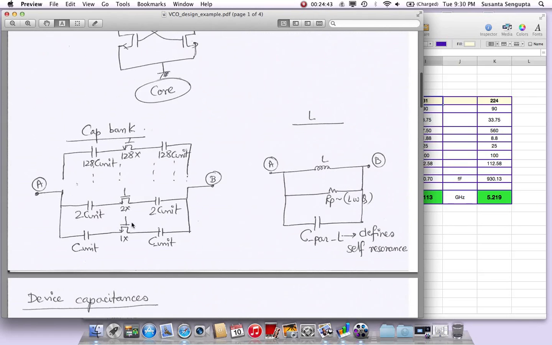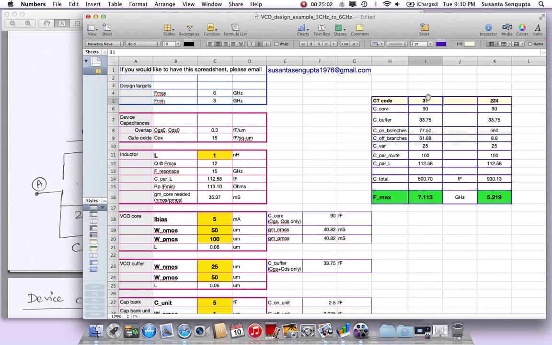And the code could be all zeros, then I'm assuming that this bit is 0, this is 0, this is all 0, so all of these branches are off. So CT code of 0 means you're going to get the least capacitance from this bank, or you're going to get the maximum frequency. Okay, so this is not CT code 0. I'll tell you why it's 31. It just doesn't have to be 31, but why don't I use a 0 here?